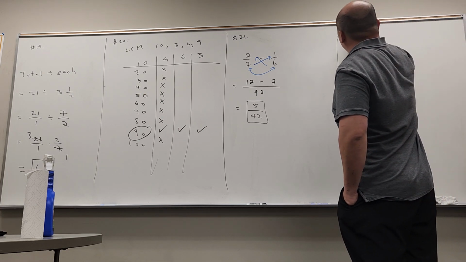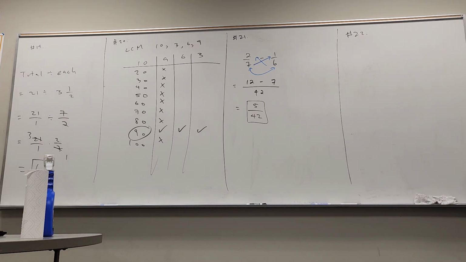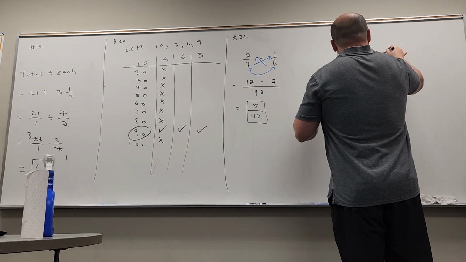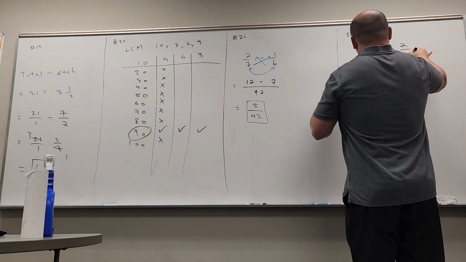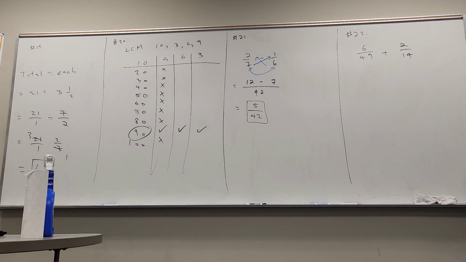Let's look at number 22. Six over 49 plus 2/14. It's very similar. Now, some of you guys who are good with the common denominator, you might recognize that, hey, 49 is 7 times 7, 14 is 2 times 7.